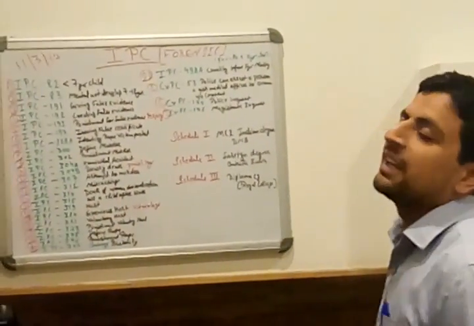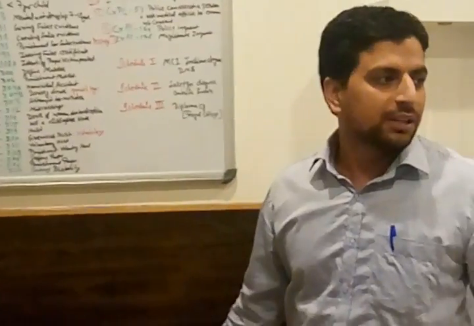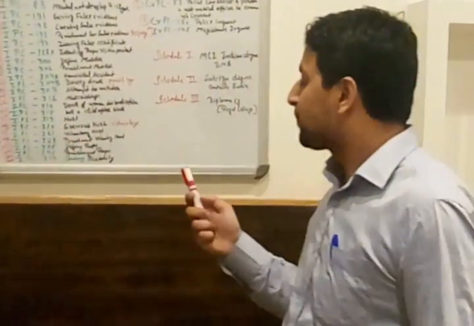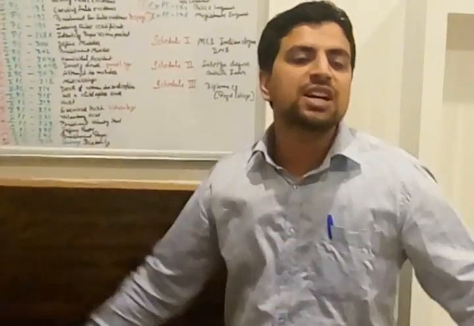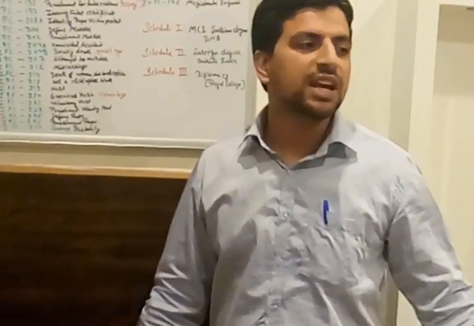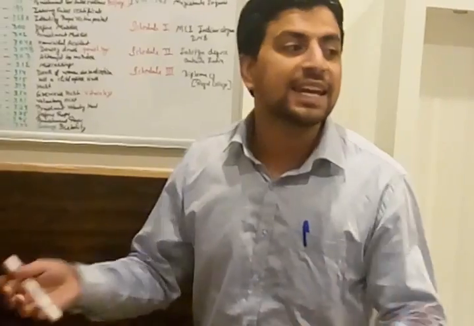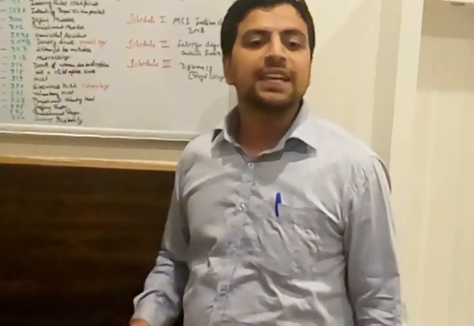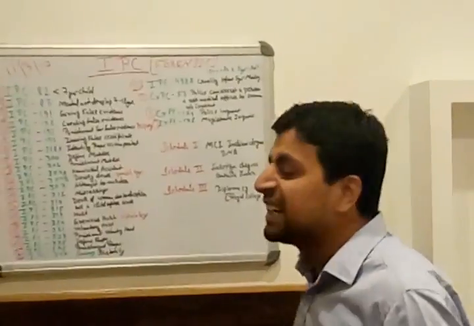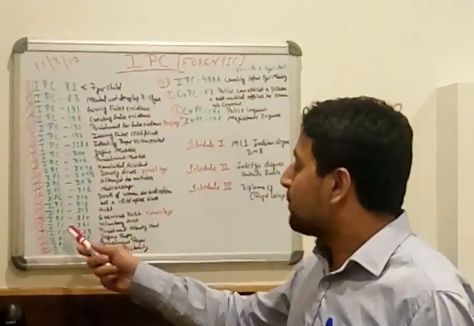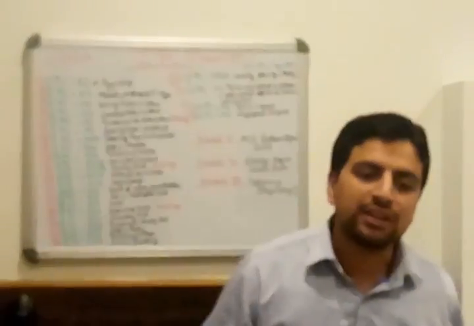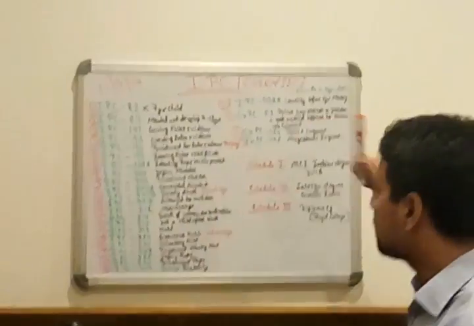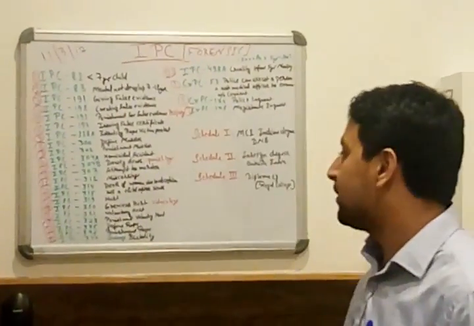Then IPC 319, it's simple and nothing to remember. It's 319, it defines hurt. And IPC 320 is responsible for grievous hurt, as we know from so many incidents in our society. Somebody throws vitriol, like acid, on the face of a girl. It comes under 320, like a grievous injury that endangers life. IPC 321 is voluntarily causing hurt. Voluntarily causing hurt comes under 321. IPC 323 is punishment for voluntarily causing hurt.